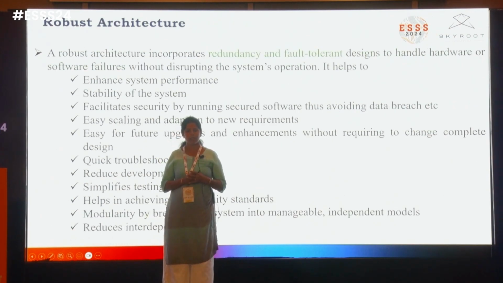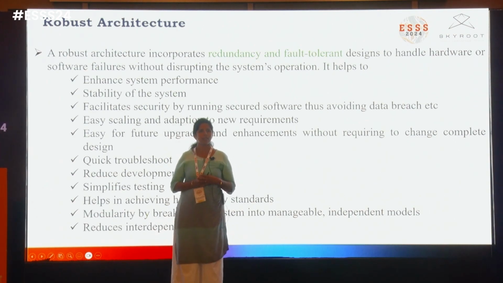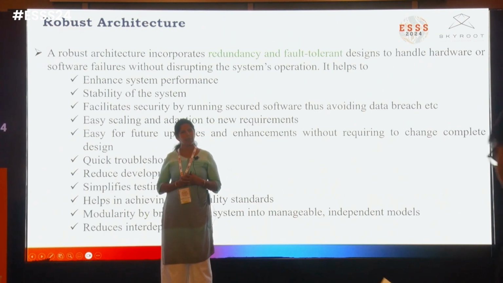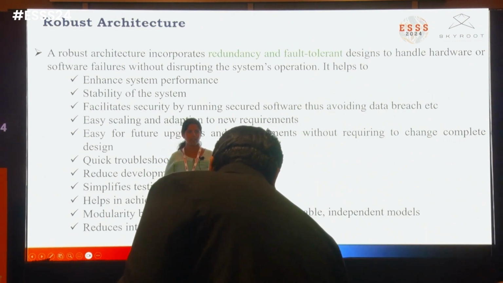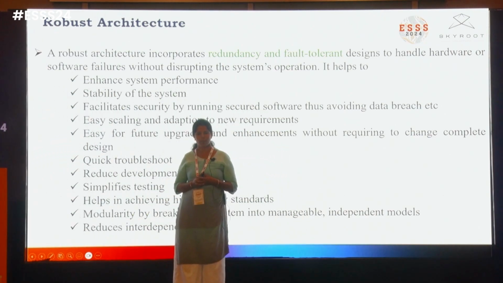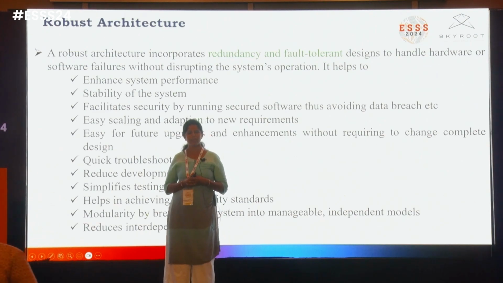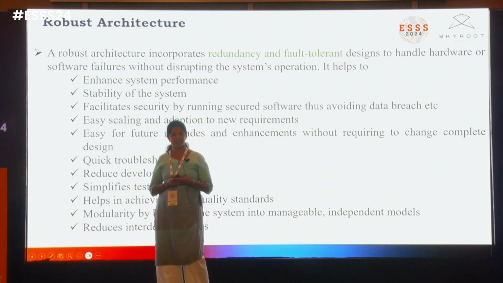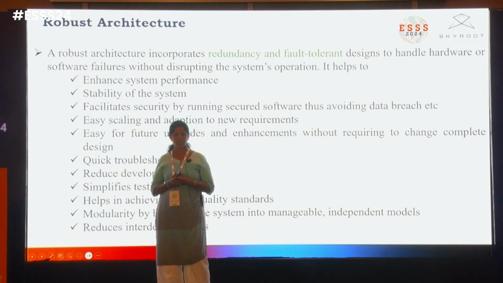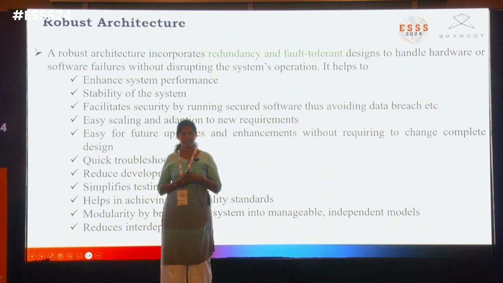So coming next, the robust architecture. A robust architecture incorporates redundancy and fault tolerance. Redundancy is always very important to be maintained in a mission critical application. If one system failed, there should always be a backup system to take over and cover the loss. So while designing the architecture, we have to consider how the system will perform, what is the stability of the system, how the system handles the data breach, and what is the future upgradation, quick troubleshooting, and the simplified testing.